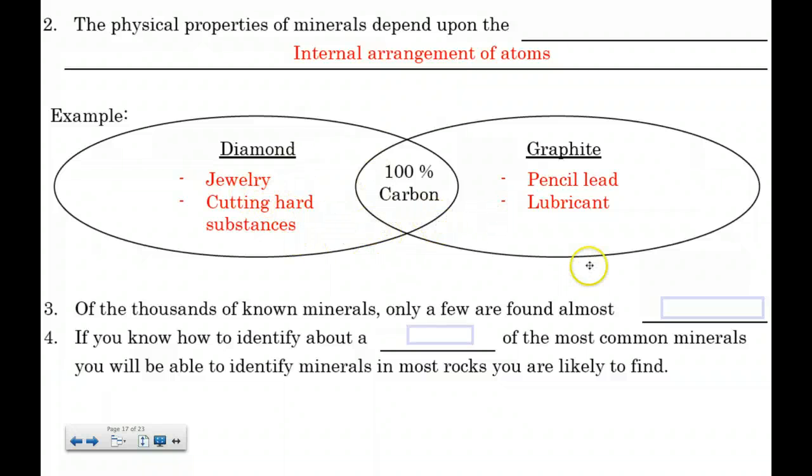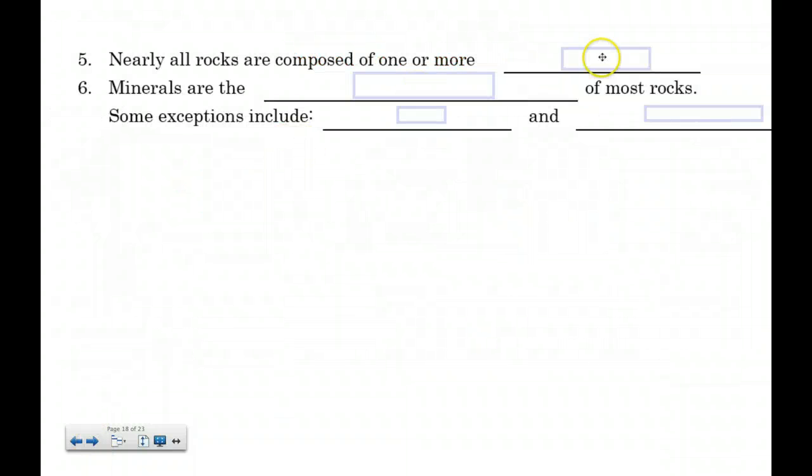Of the thousands of known minerals, only a few are found almost everywhere, and if you can identify those dozen or so common minerals, you'll be able to identify most minerals and rocks that we're likely to find. And that's why we're concerned about minerals. We want to be able to identify rocks. And rocks tell us stories. Minerals tell us stories. They tell us the stories of the history of an area. And that's why we want to understand what's going on with rocks and minerals.